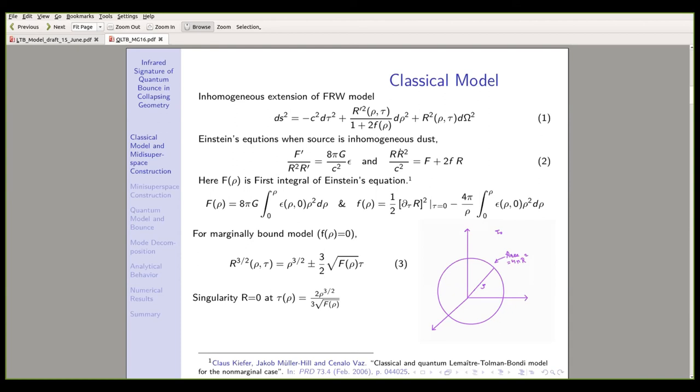When we take the initial condition that at tau equal to zero, R of rho is equal to rho, we can write capital F and small f in terms of the energy density of dust at tau equal to zero. Here small f is an arbitrary function which gives the energy of the dust shell at shell index rho. For the marginally bound model, we can solve the Einstein equation and its solution is given in equation number three. This solution represents the singularity R equal to zero for this singularity curve. Therefore, classically, this model describes a dust cloud collapsing to a black hole singularity or a dust cloud expanding from a white hole singularity.